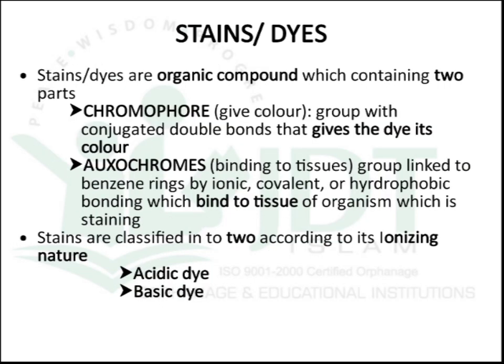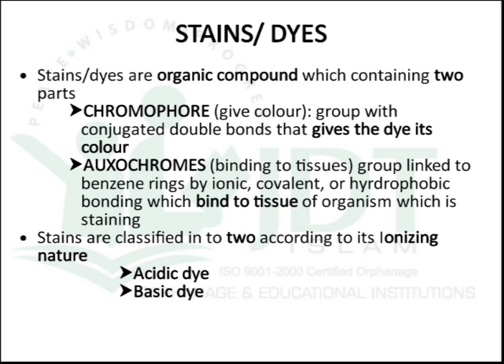Now coming to the stain or dye. A stain is defined as an organic compound containing two parts, chromophore and auxochrome. Chromophore is a group with conjugated double bonds that gives the dye its color. So this is the part of the stain which gives the color, that is chromophore. Now auxochrome: these are the groups linked to the benzene ring by ionic, covalent or hydrophobic bond, which bind to the tissue of the organism which is to be stained.